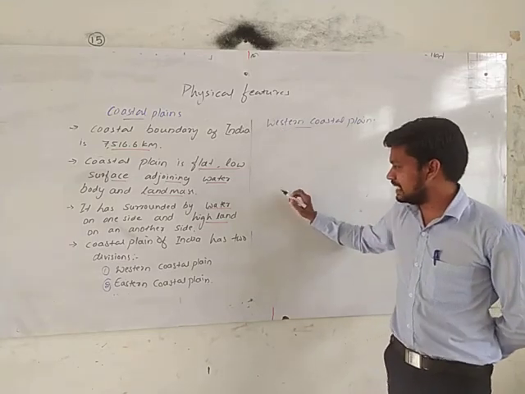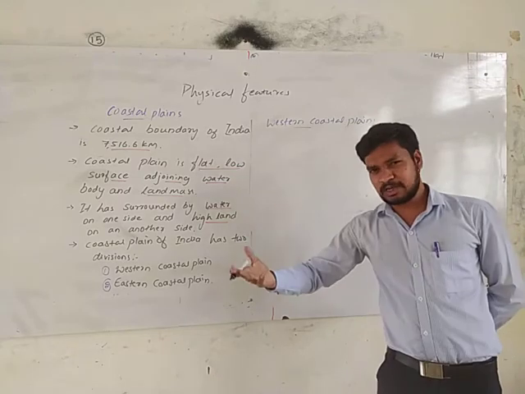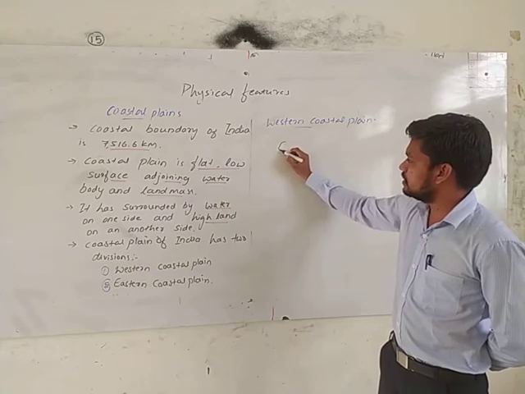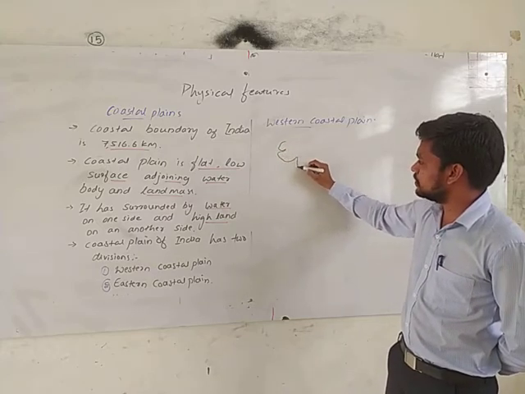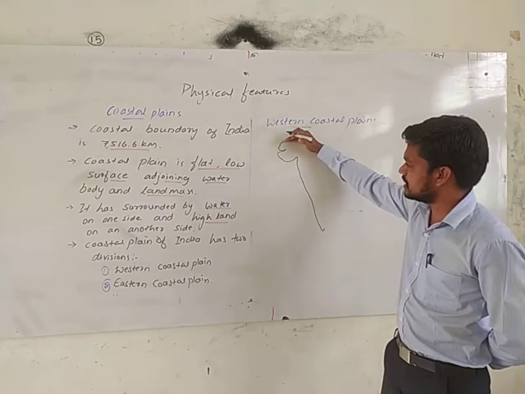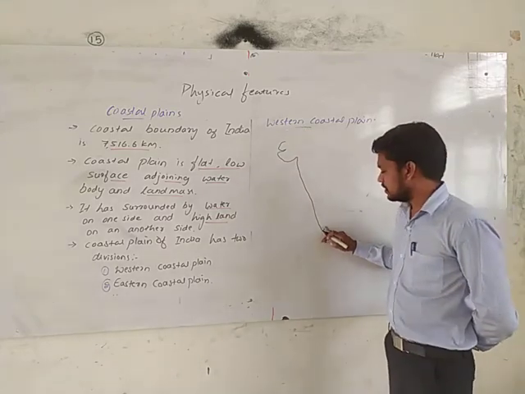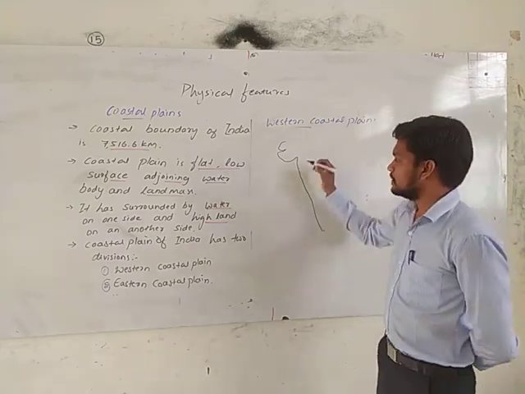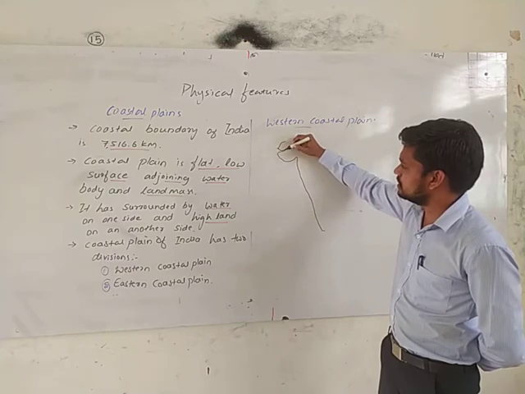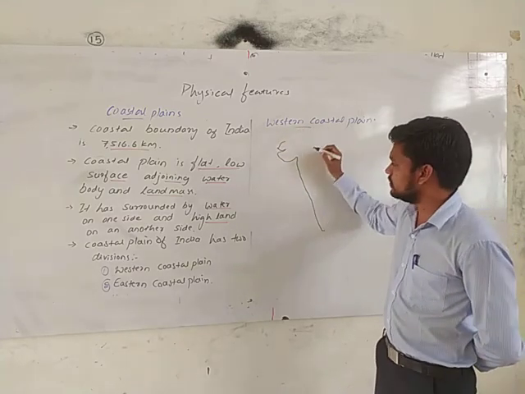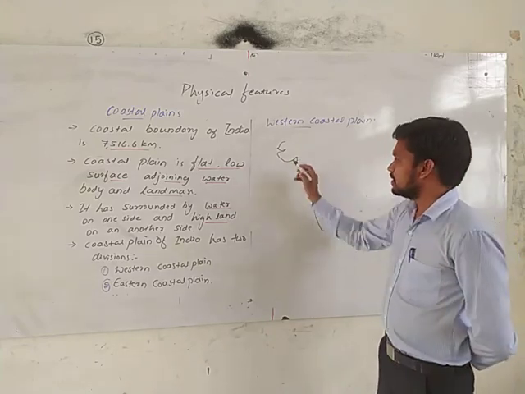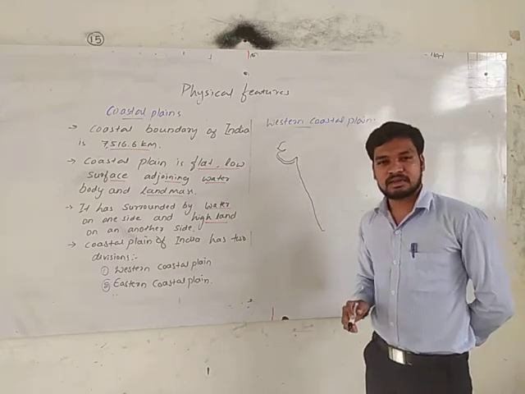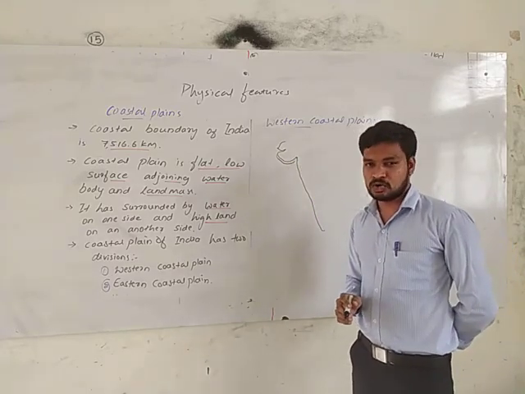First I will explain all those things about the western coastal plain, then I will write a point. So here we have the western coastal plain. It runs from the Rann of Kutch towards Kanyakumari. Here we have some regional divisions. We have the Rann of Kutch, the Gulf of Kutch, and the Gulf of Khambhat. We have the coastal area here called the Kathiawar coast.